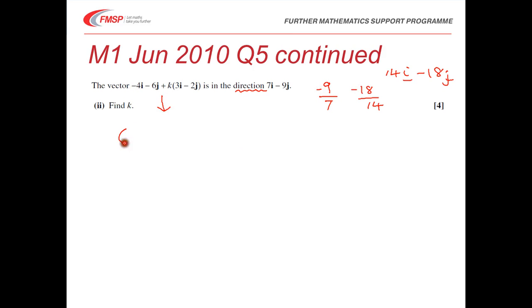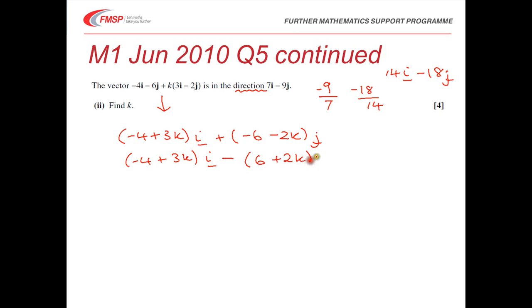So, like we did in an earlier question, I've got (-4 + 3k)i, and then I've got (-6 - 2k)j. Now, because it's parallel to this vector that's got a negative in the middle, I'm actually going to slightly rewrite this. The i component stays the same, but I'll take a factor of minus 1 out of the second component. So it's got a minus in the middle in the same way that this has, and so we can just look at the actual content of the brackets.